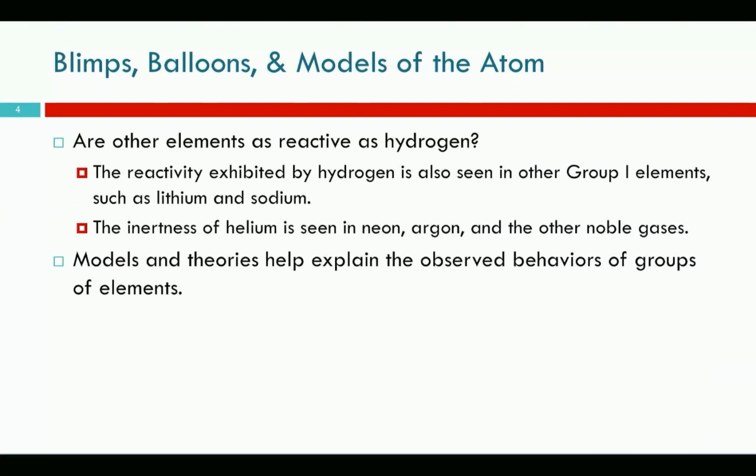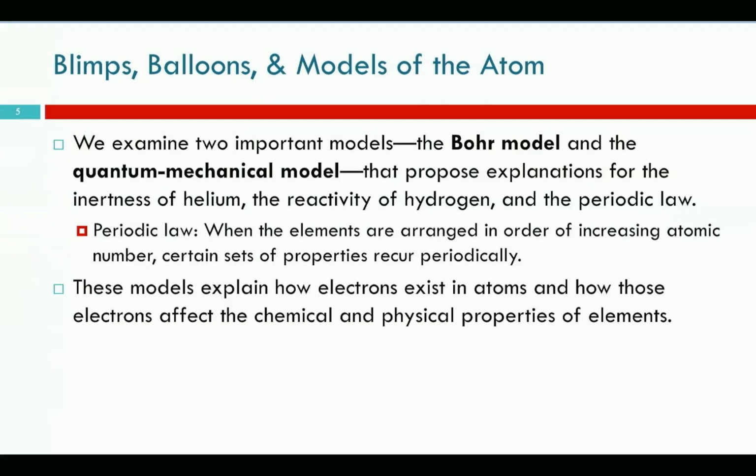And actually, if you look at the periodic table, we talked about this a little bit earlier on, but the reactivity exhibited by hydrogen is also seen in all the other group 1 elements in that same part of the periodic table, in that same column. And then helium, part of the reason it's put on the other side of the periodic table from hydrogen, is because it reacts and behaves like the other noble gases. So all of those gases in that column behave the same way, and that turns out to be because of the electrons.